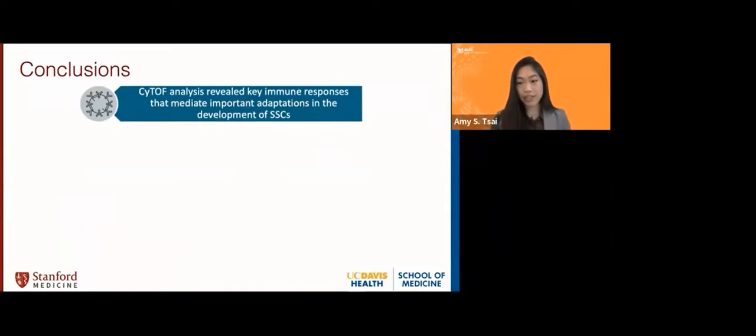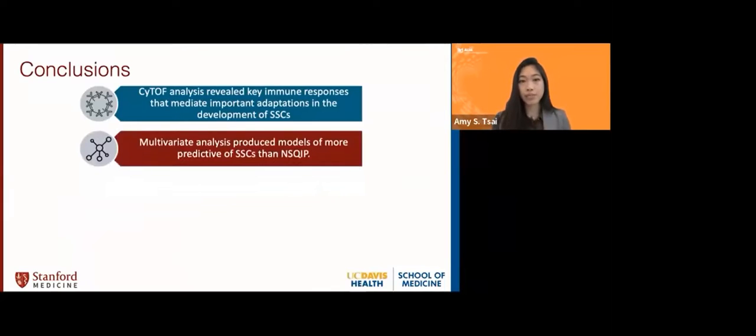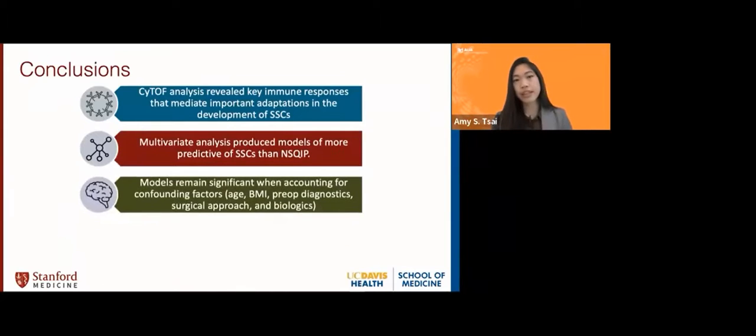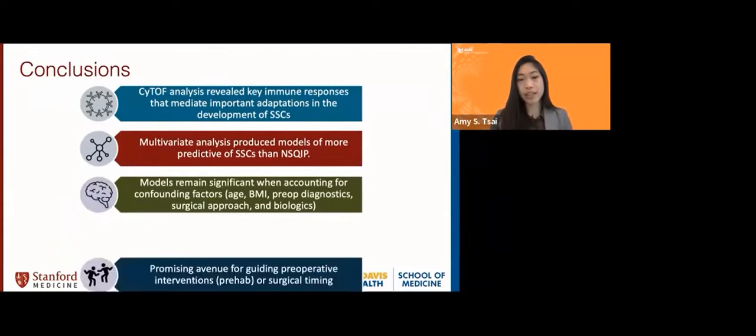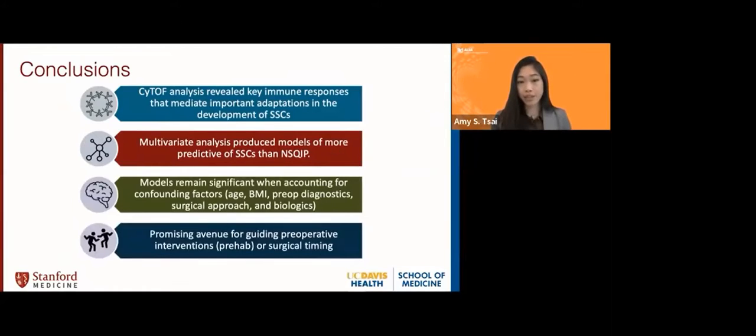So in conclusion, CyTOF analysis revealed key immune responses that mediate important adaptations in the development of surgical site complications. Multivariate analysis produced models that are more predictive of surgical site complications than the current gold standard. These models remain significant when accounting for confounding factors. And lastly, this is a promising avenue for guiding preoperative interventions or prehabilitation, or for guiding surgical timing.